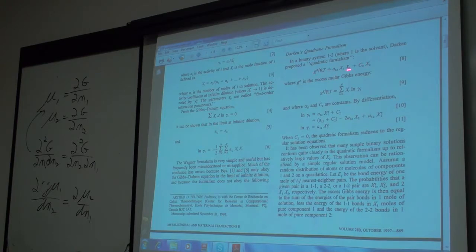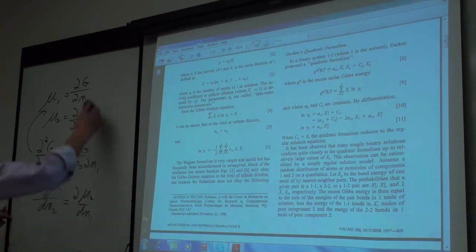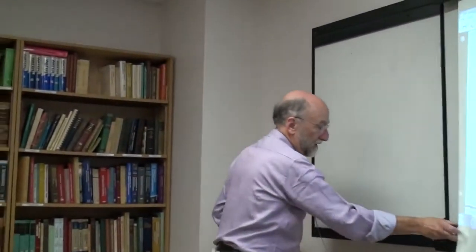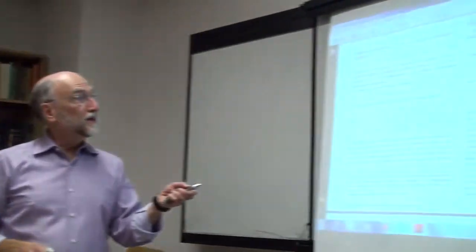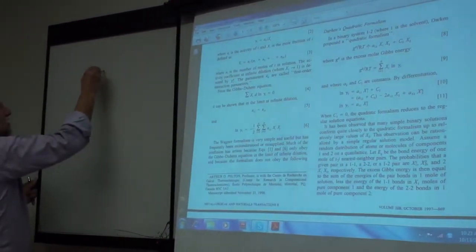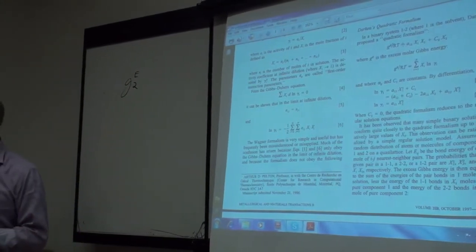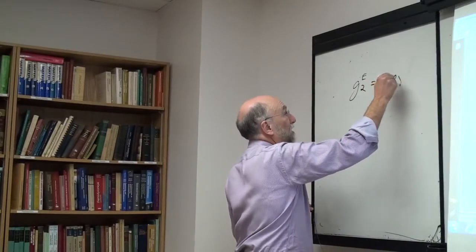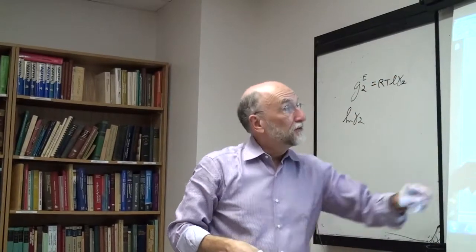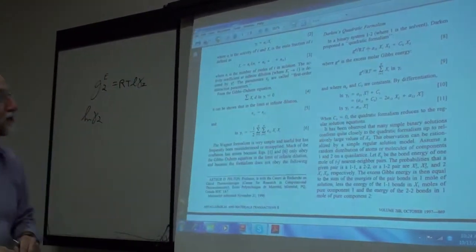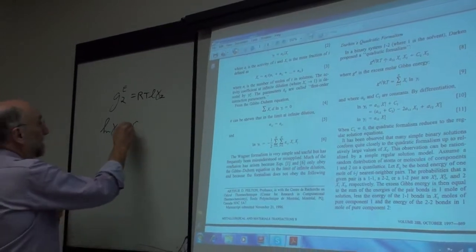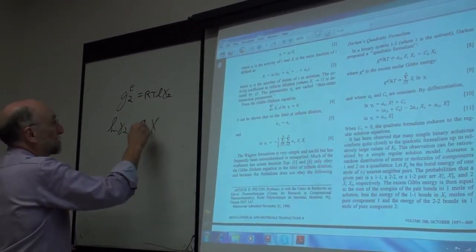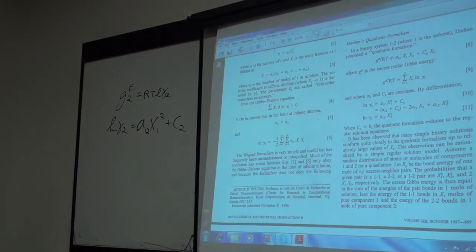That's the formalism for the excess integral property, GXS. If I differentiate that to get the corresponding partial property for component 2, you can do the differentiation yourself. You know how to do that now. It's equation 92 from the book. GXS2 is RT log gamma 2. If you differentiate this expression, you get log gamma 2 equals the constant alpha 1,2 times x1 squared plus c2. That is Darken's quadratic formalism, based simply on differentiating this.